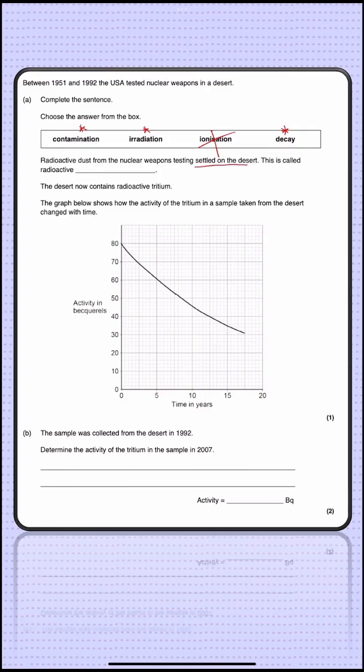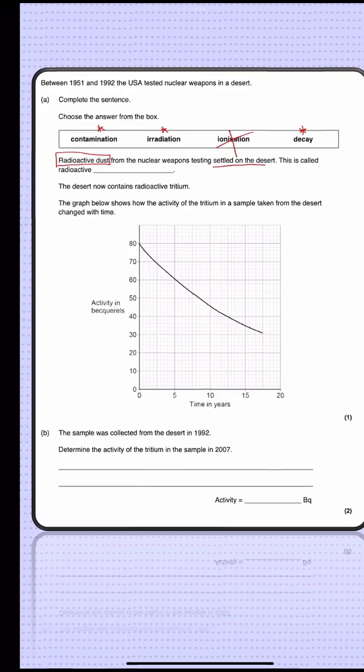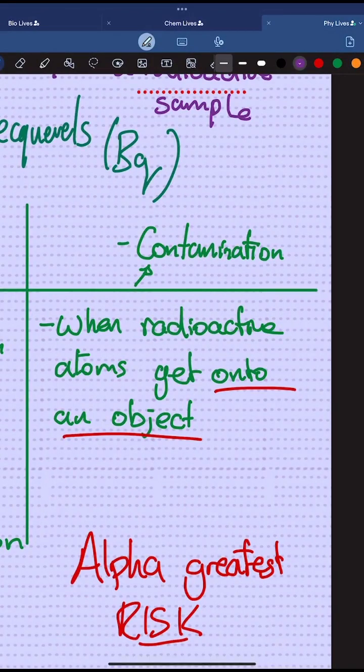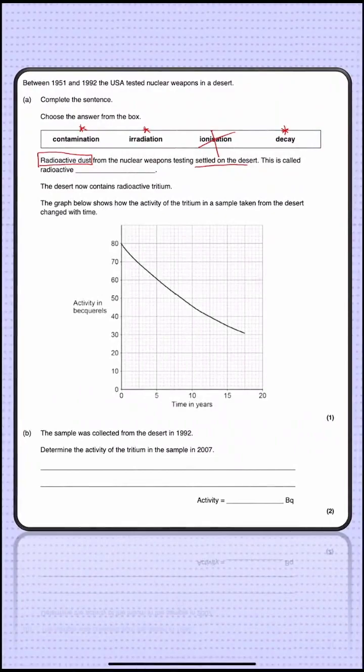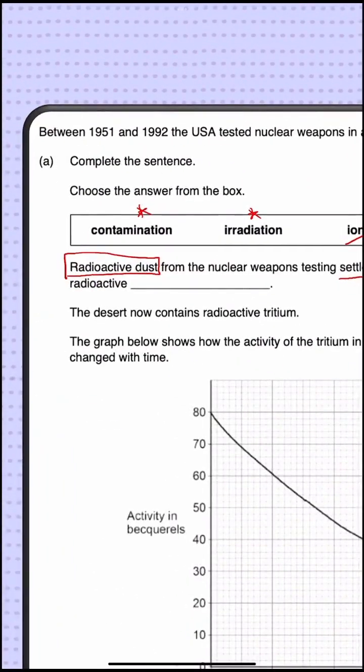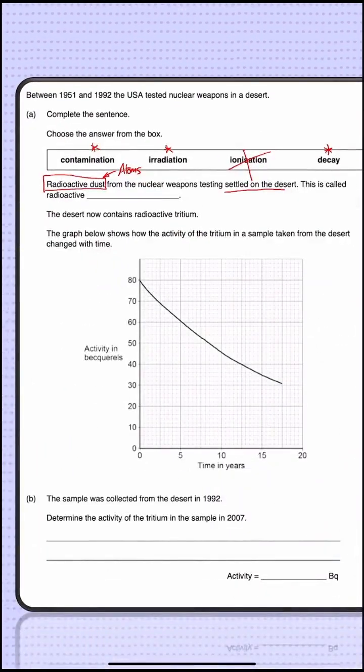So this dust is radioactive and has settled on the desert. So look at what contamination says: when radioactive atoms get onto an object. So the radioactive atoms, which is the dust, has settled on an object. The answer is contamination.